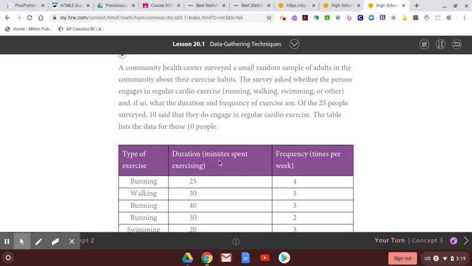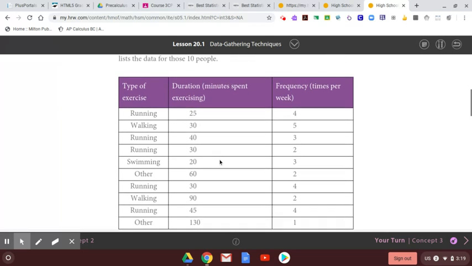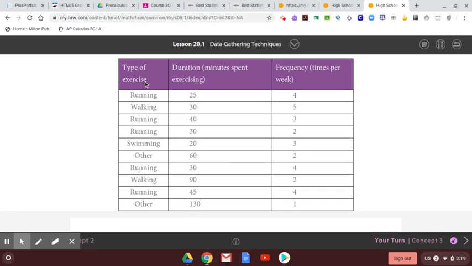So for the 10 people who said they do, let's look at this. So now we've got different pieces of data. The type of exercise, is this numerical or categorical? Well, look at it. It's categorical, right? Because it's not a number. The duration of the exercise, that's numerical data. And so with the frequency, right? How often they do that exercise a week, that is also numerical data.